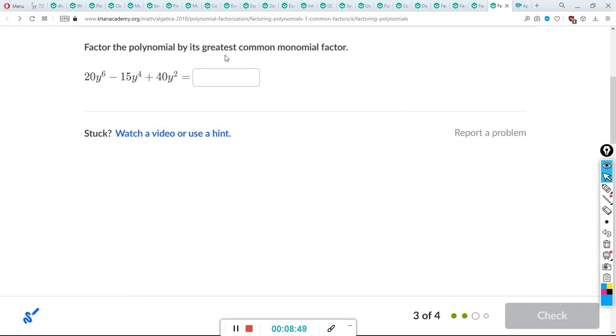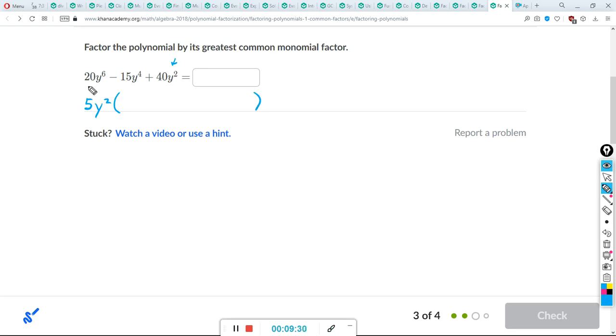Factor the polynomial by its greatest common monomial factor. Again, monomial just means we're factoring one term out of this whole thing. So let's see. I know 20, 15, and 40 are all divisible by 5. And the smallest exponent for the variable, we have y to the 6th, y to the 4th, and y squared. The smallest one is y squared. So that's going to be outside of the parentheses.